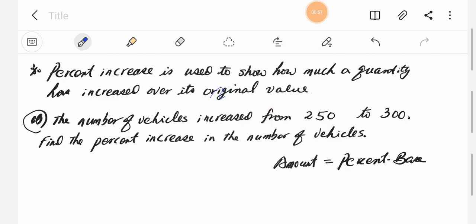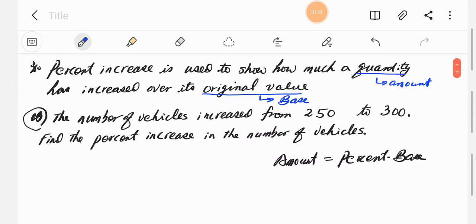Okay, let me write it. The original value is what? The base. And then you have a certain amount. So multiply the base by some percent and there will be an amount. So that amount is the quantity increased. Amount, right? All right. So let's see this example.